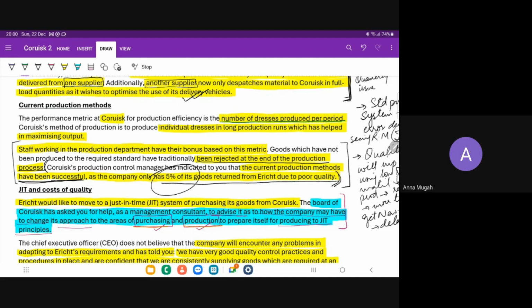Staff working in the production department have their bonuses based on this metric. So that means the more you are producing, the more output you will get, and the more bonuses you will get. Do you think it's a correct strategy if we are supplying to someone who is moving to JIT?